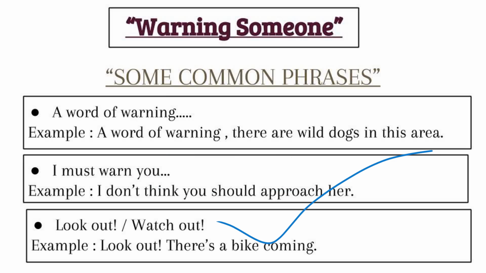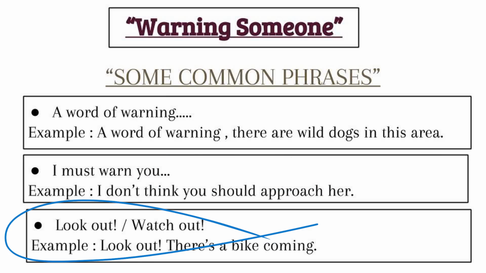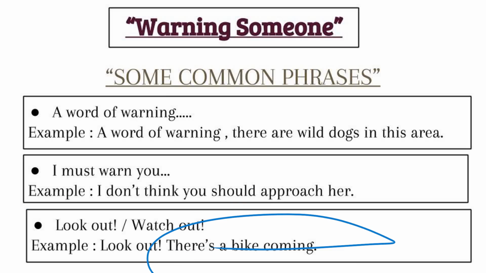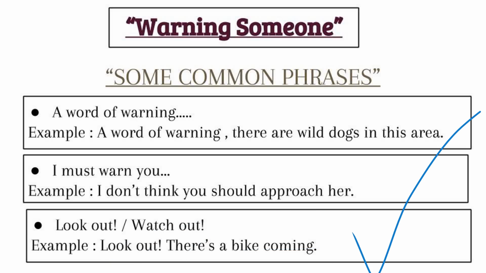Next is look out or watch out. You can use either of them, it just means the same. But a very important point, that it is indicative in nature. This phrase is indicative in nature, which means when you are saying this, you are pointing towards something. Cool? So you can say look out, there's a bike coming. This means that you are indicating towards the bike. Okay, you're pointing towards the bike. You must be pointing towards the bike, right? Naturally. So you use it when you're being indicative in nature.